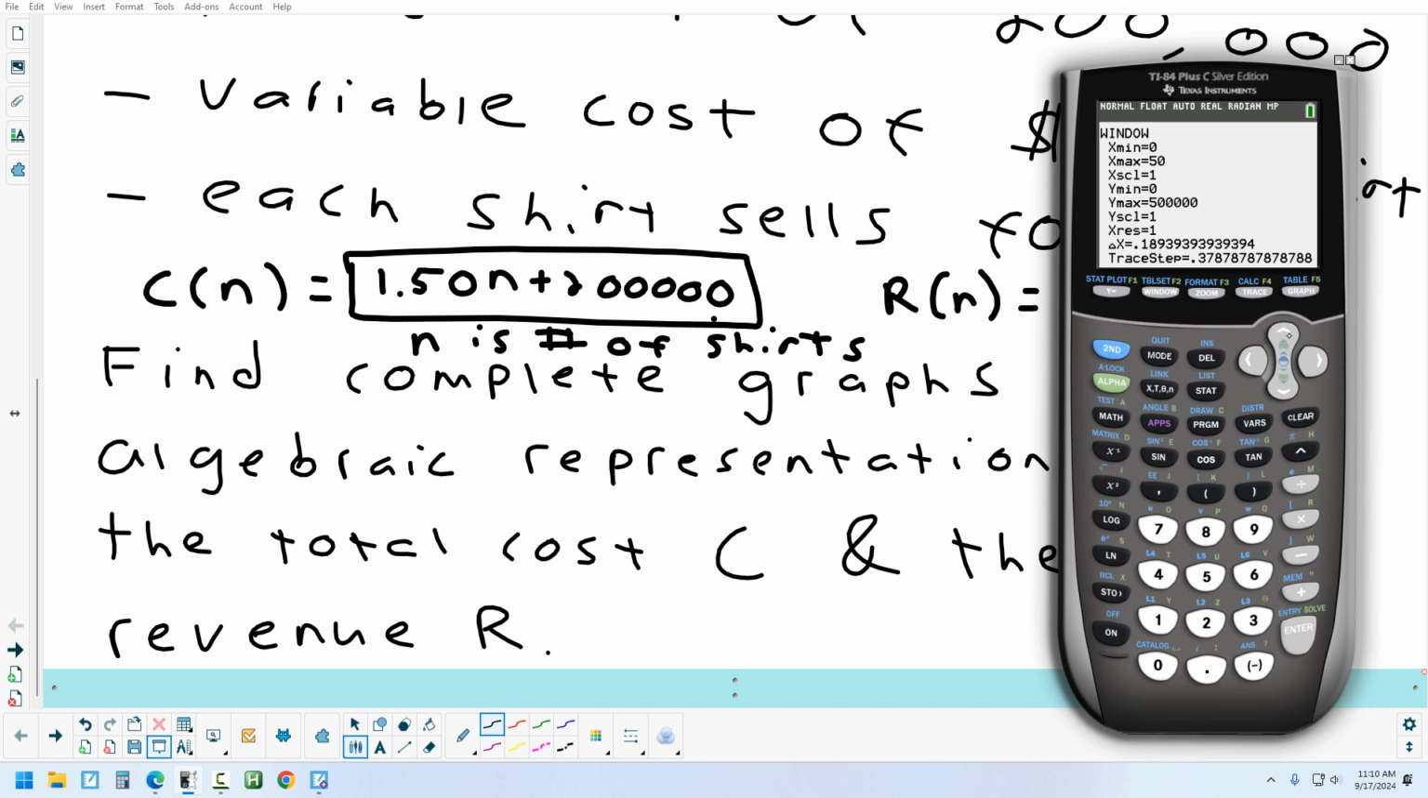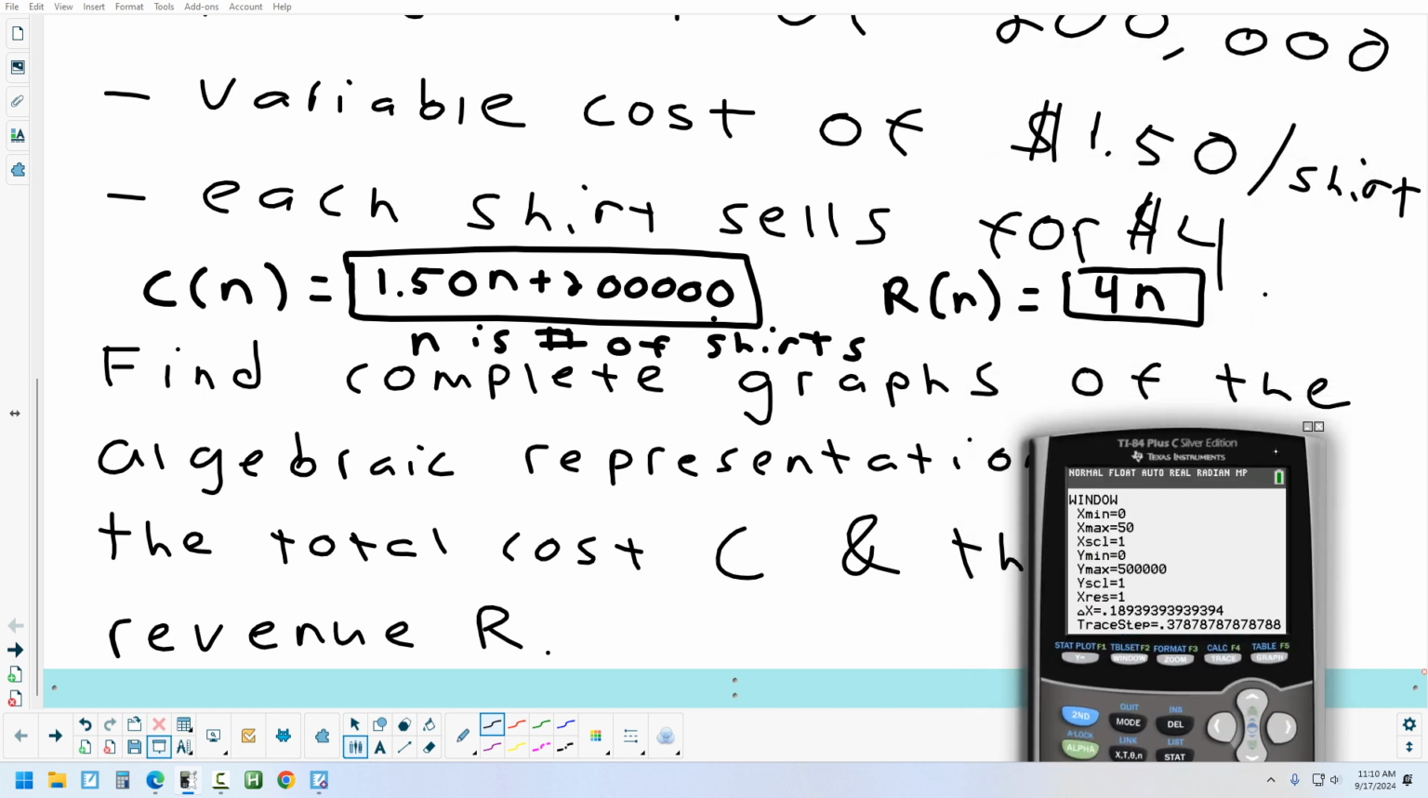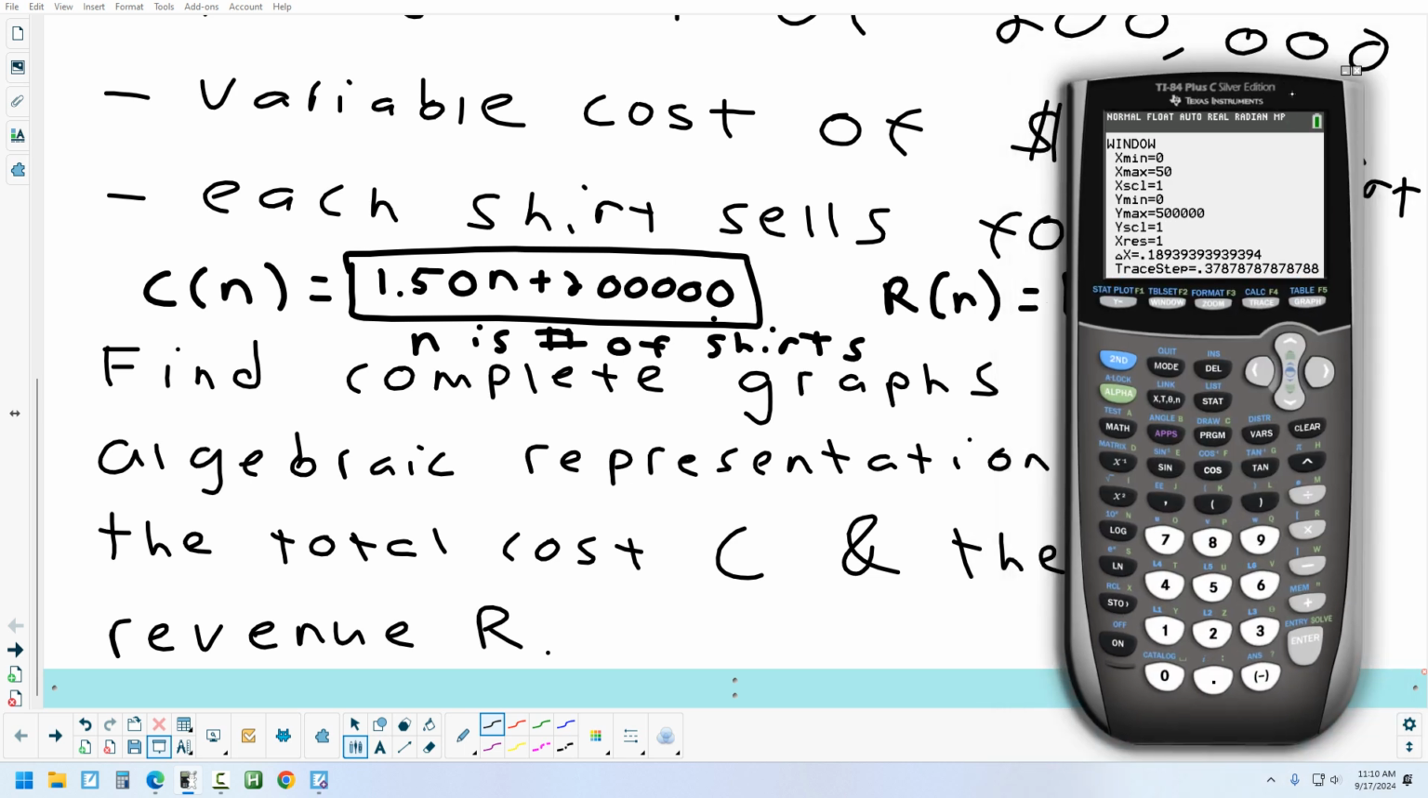Now, can we have a negative amount of revenue? Is it possible somehow to plug in a number of shirts here and get a negative answer in that box? No. Could you have a negative amount of cost if you plug in a number for n in that box? No. You could have a negative amount of profit when you look at the difference, but in and of themselves, each one of those formulas will give you positive numbers. So negatives, don't worry about those.